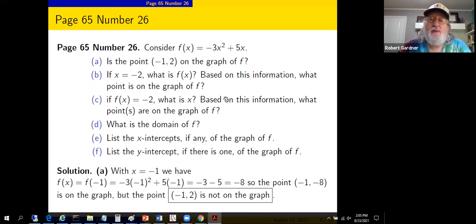To find points, we can plug in numbers. To get an idea of the graph in general, plugging in numbers is not a good idea if you just do it arbitrarily. If you do it in an educated way, then that's the way to go. Plotting points, and they're special points, and you know why they're special.